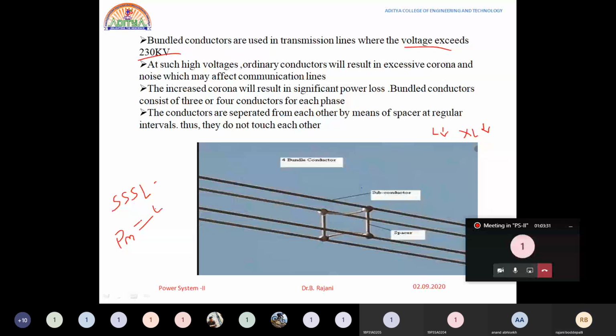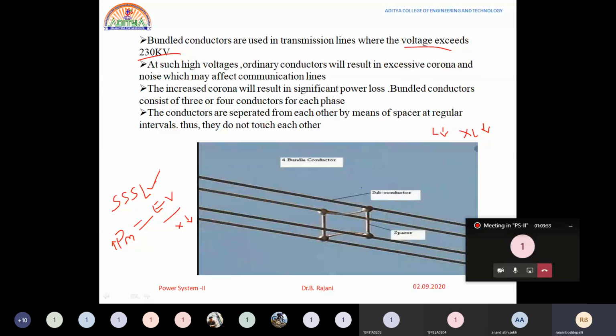This is EV by X. If X gets reduced, what happens? If X gets reduced, P max will get increased. If P max gets increased, the real power can be maximum. That would improve the steady state stability limit. This is also one of the important points.